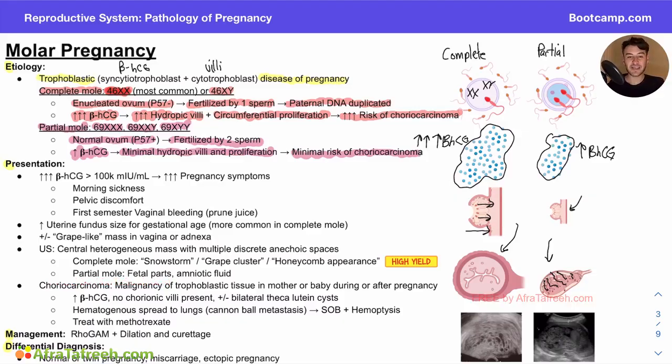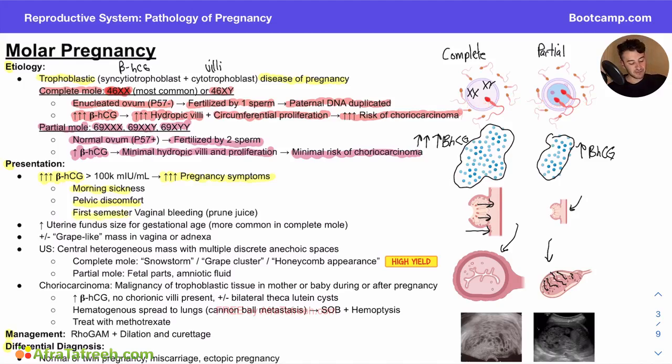So we've talked a lot about the etiology of our molar pregnancies and how they're dominated by this rogue placental tissue. Now I want to get into how our patients are going to present. So important is going to be our high levels of beta HCG. We expect levels over 100,000 in our patients with molar pregnancies, and this is going to lead to their presentation of increased symptoms of pregnancy. So we normally expect things like morning sickness and pelvic discomfort in our patients who may be carrying a pregnancy. However, these are going to be extremely high in patients with molar pregnancy because we know all of these symptoms are due to increasing levels of beta HCG.